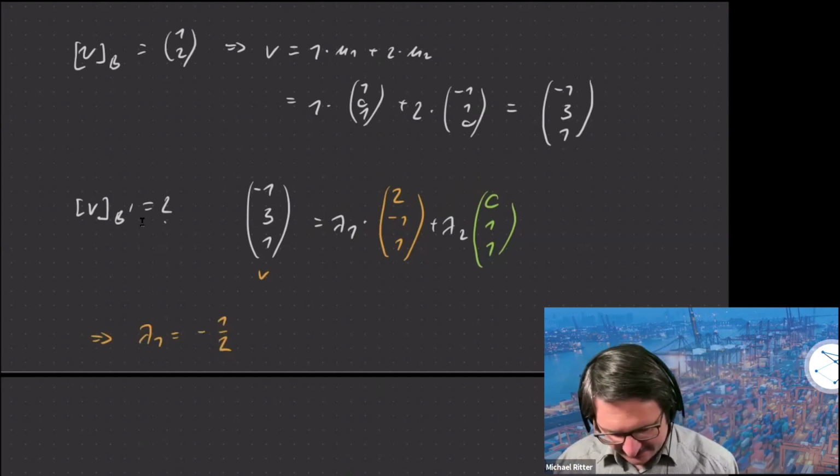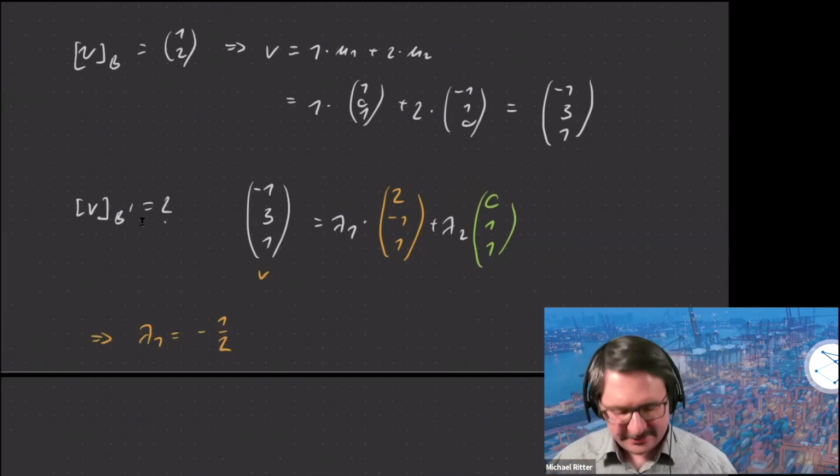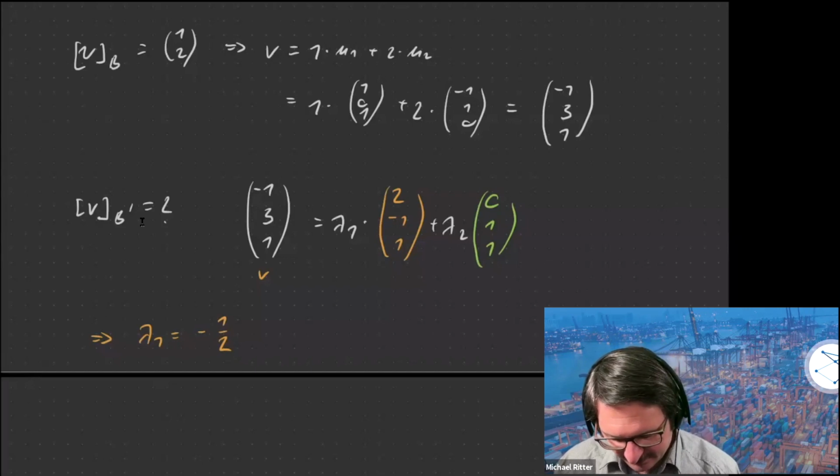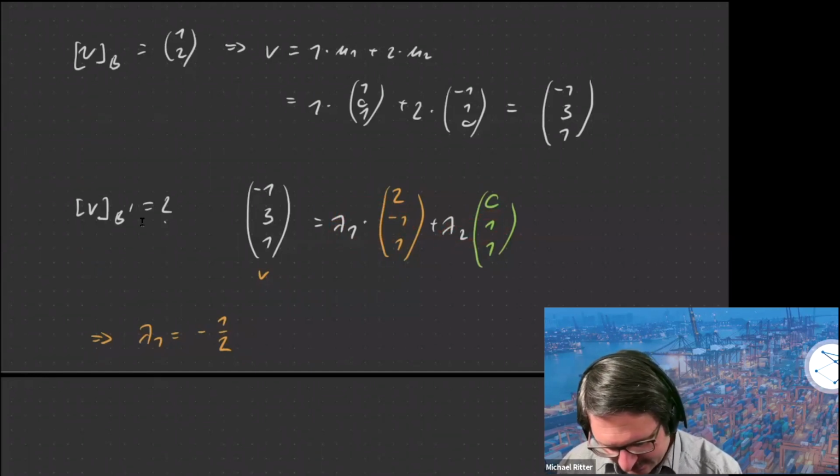And with that, we can then move on to, let's say, the second row here with minus 1 over 2 as a value for lambda 1. We have plus 1 over 2 here, plus lambda 2. So that means, oops. Sorry, Michael.